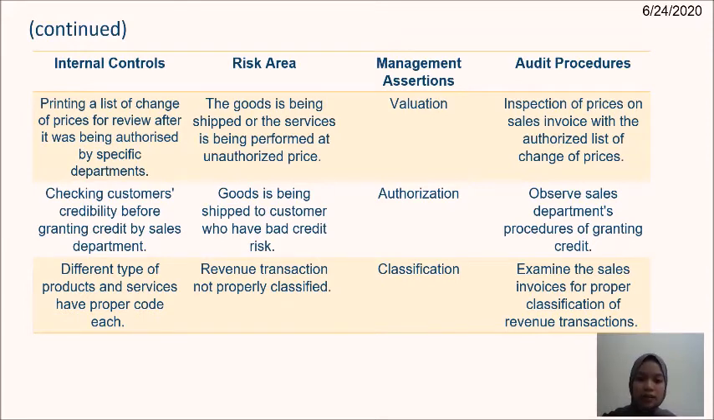The classification assertion is for the possible misstatement that might occur is revenue transaction not properly classified. So the different type of products and services need to have a proper code for each product and services. And the audit procedure is they need to examine the sales invoices for proper classification of revenue transaction.